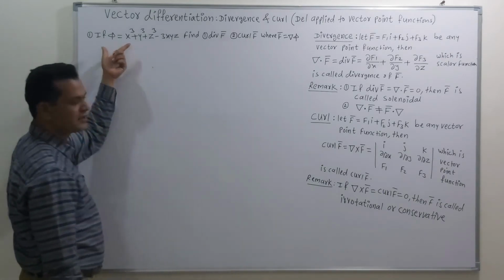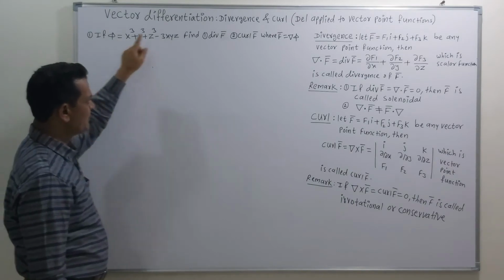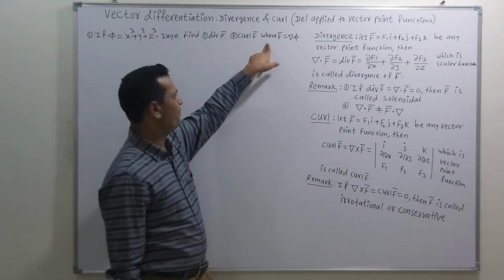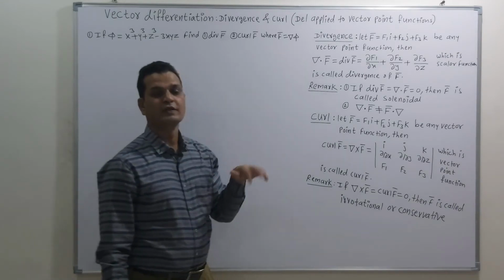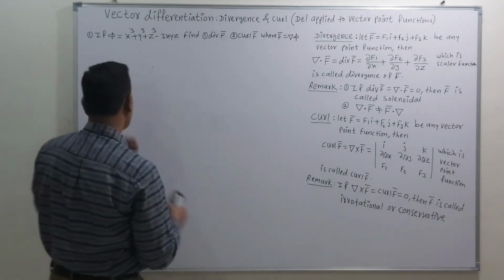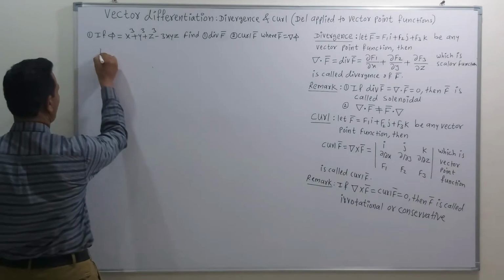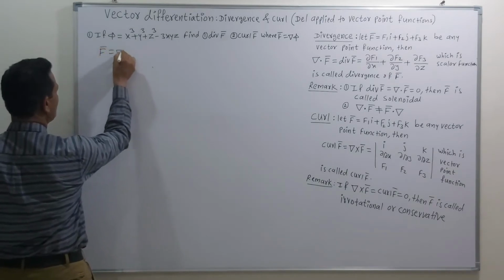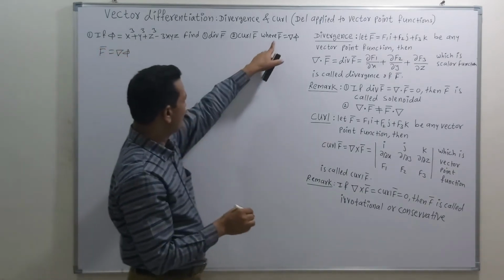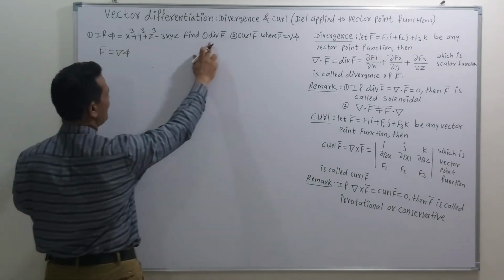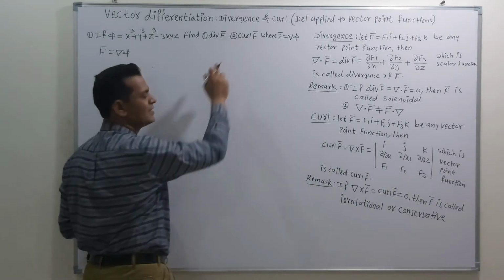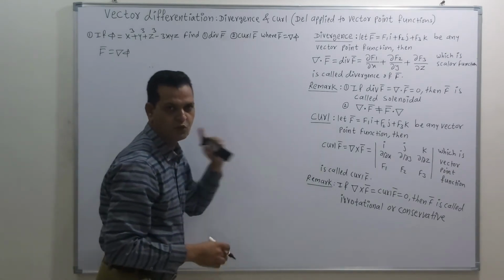But here f is not given, this is the value of phi. But here the condition is that f bar is defined as del phi. So this del phi denotes the gradient of phi. Now let's first find out the value of f bar. So f bar is equal to del phi, and we know the value of phi. After getting this f bar value, we can easily find the divergence and its curl according to these two definitions.